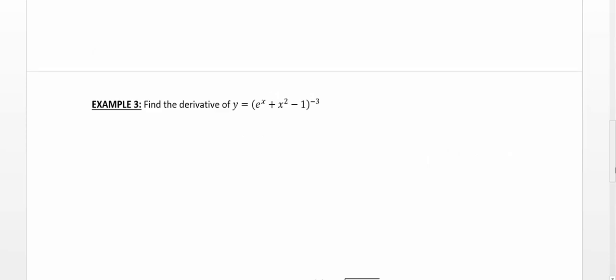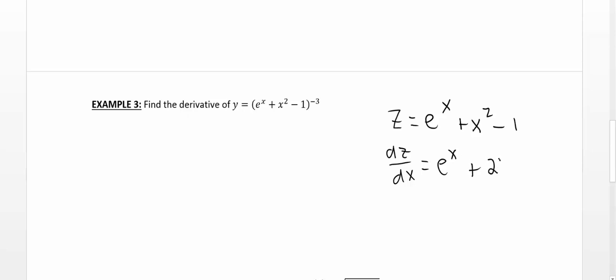Find the derivative of y equals e to the x plus x squared minus 1 all to the negative 3 power. So here, the key to any first step of a chain rule is identifying what the inside function is. So here I consider what has been raised to the power. So here, I'm going to have z equals e to the x plus x squared minus 1. So I know that I'm going to need my derivative, dz dx, as part of my answer. The derivative of e to the x is e to the x. The derivative of x squared is 2x, and the derivative of 1 is 0.